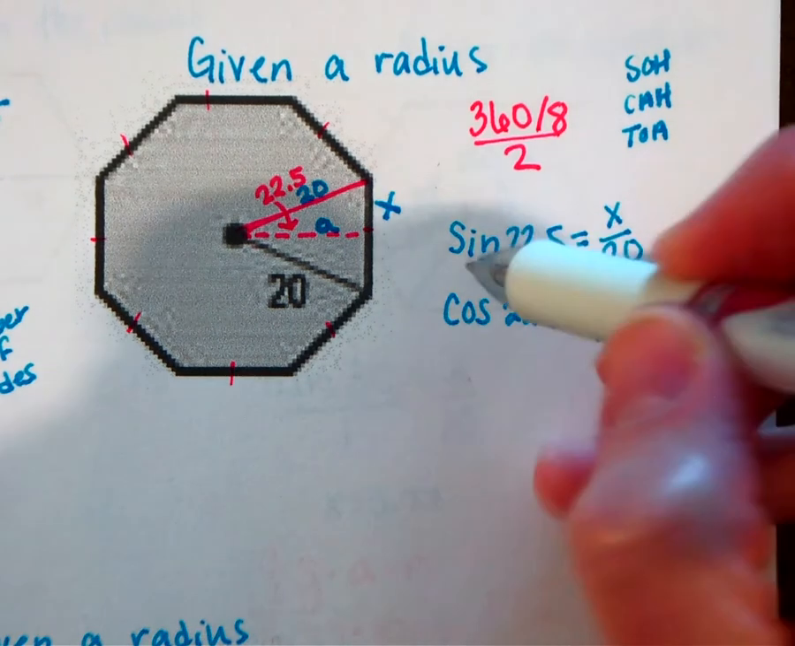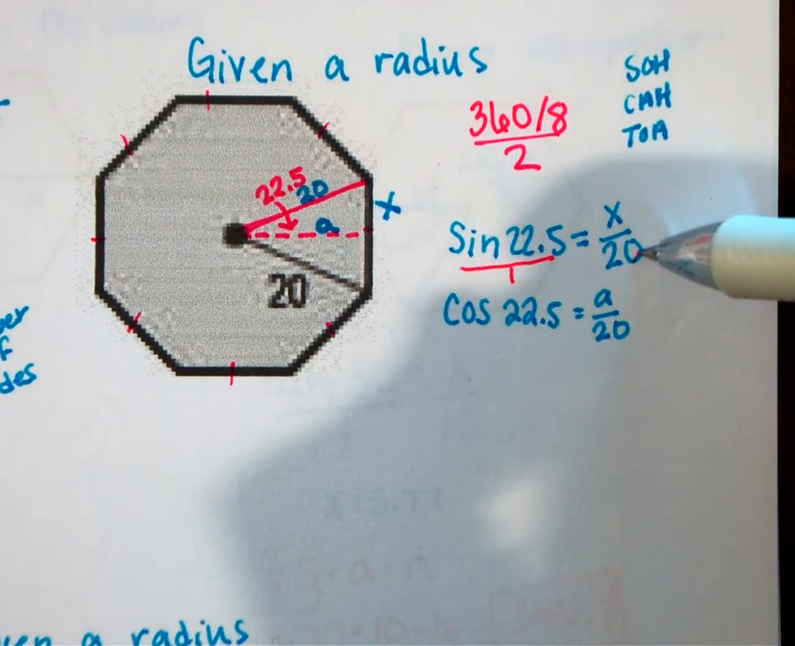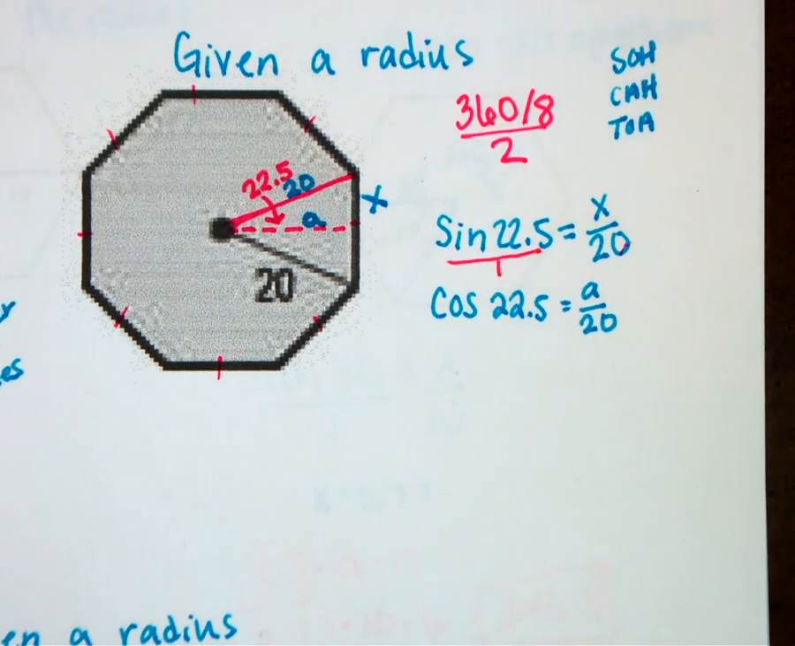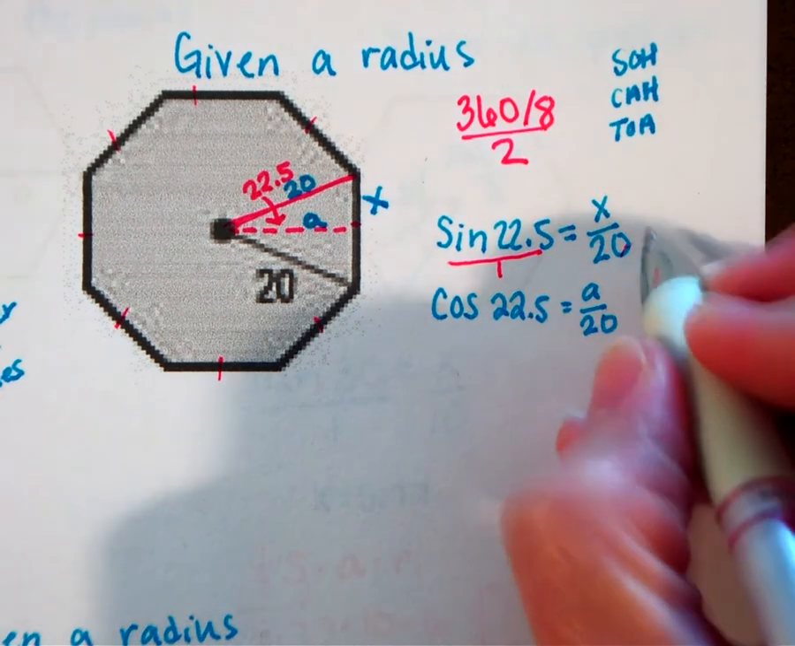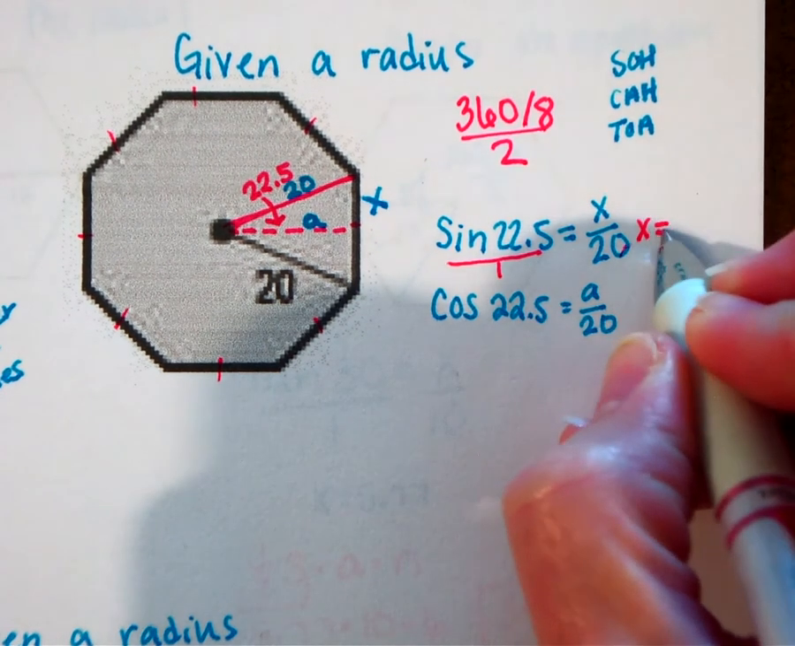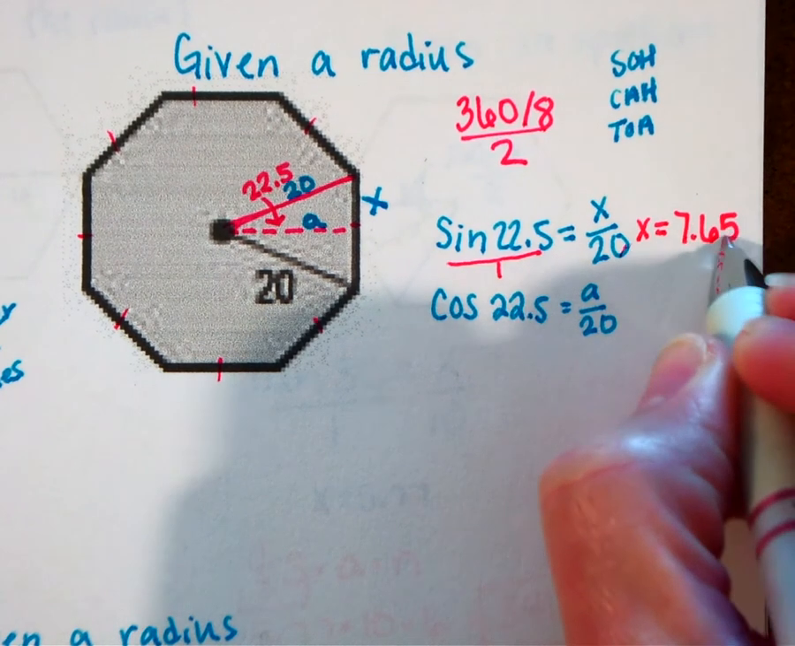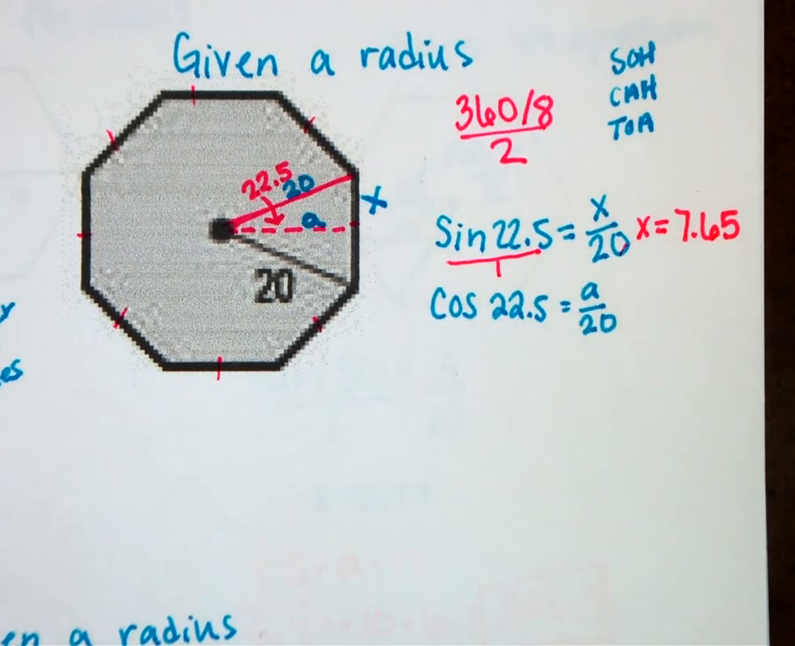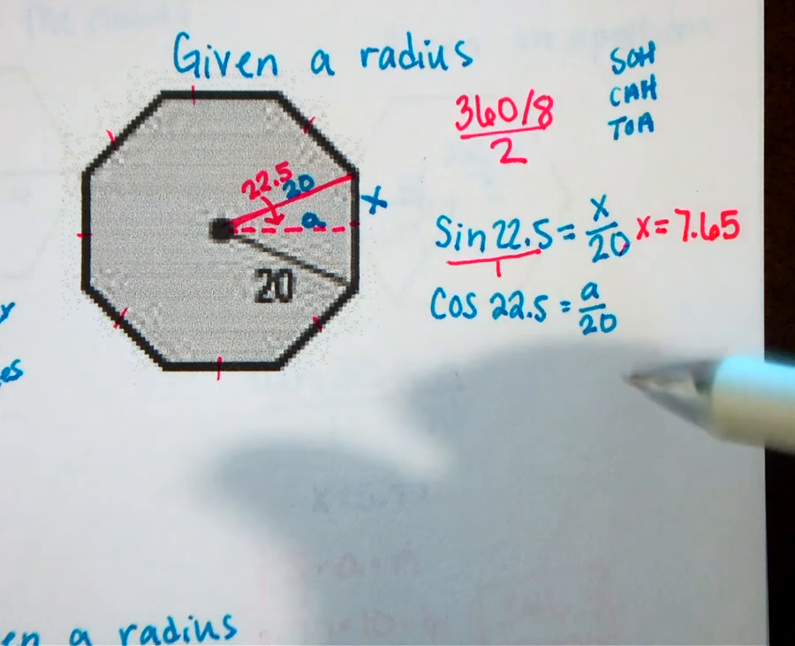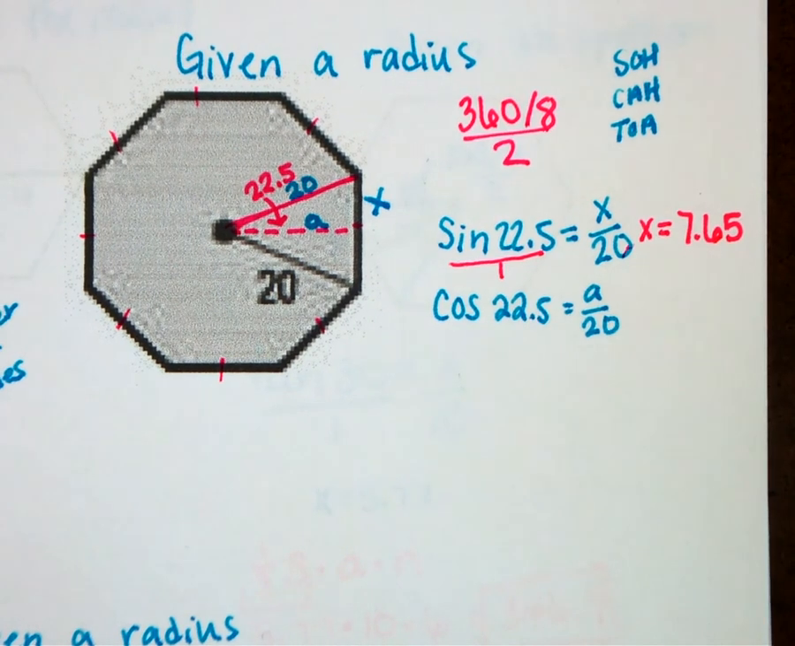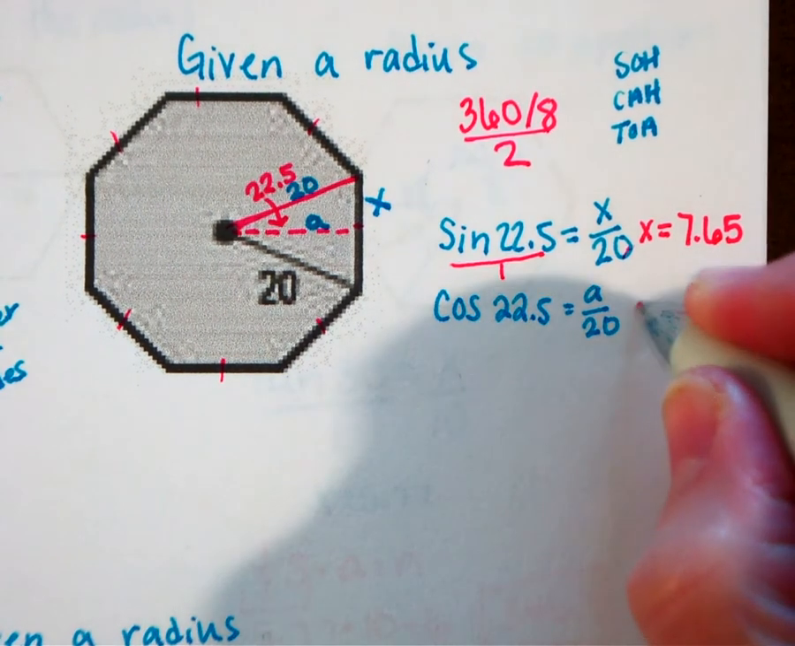Okay, so in my calculator, I'm going to be multiplying 20 times the sine of 22.5. Okay, so this answer, x, I got 7.65. Okay, and then for the cosine, same thing, 20 times the cosine of 22.5, which is 18.48.